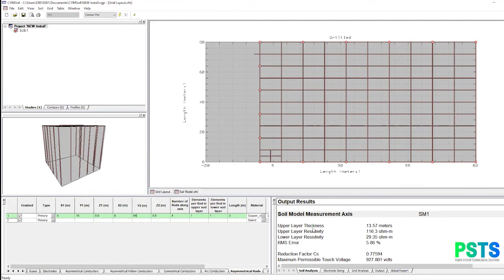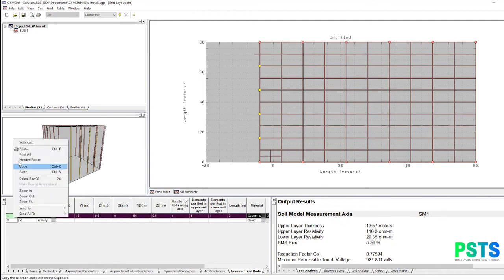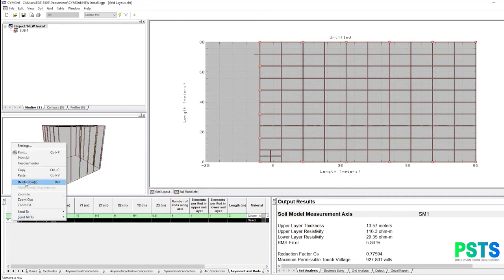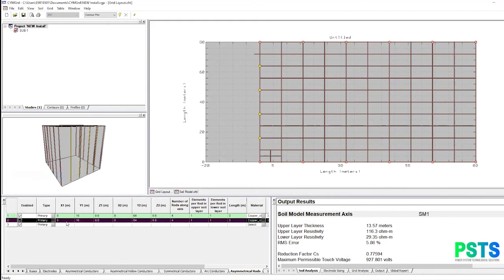So these are the 4. I can copy. See, I'm selecting those. You see, they're in yellow. I could say paste. Now, all I have to do is change the x from 0 to x equals 80. But look at the rods that are going this way. You can put them any way you want, but let's say we put that at 80. So now I have rods around here.